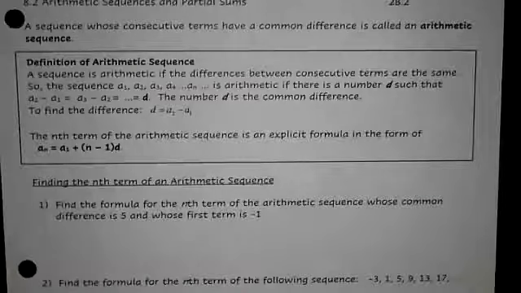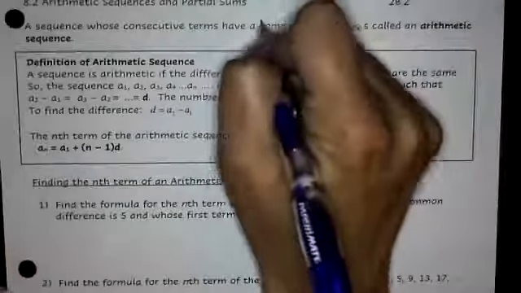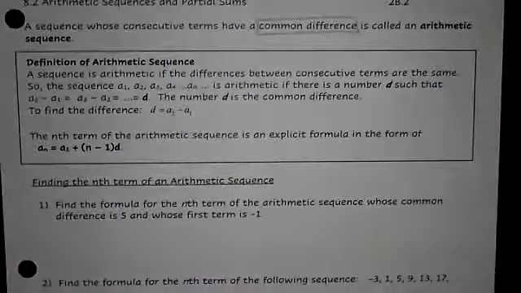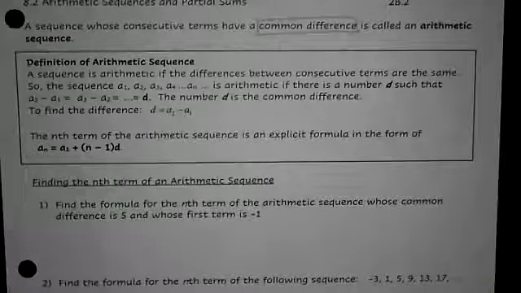Today we're going to move on to arithmetic sequences and partial sums. It tells us here that a sequence whose consecutive terms have a common difference is called an arithmetic sequence. This is the important part right here, a common difference. So the definition given here is a sequence is arithmetic if the differences between consecutive terms are the same. So those first differences are the same.